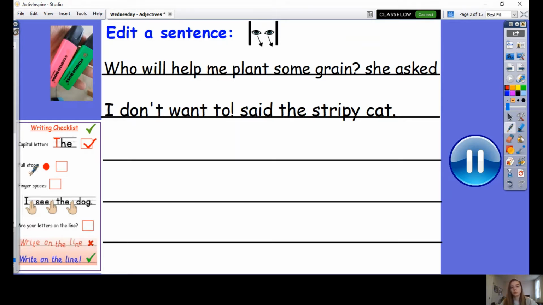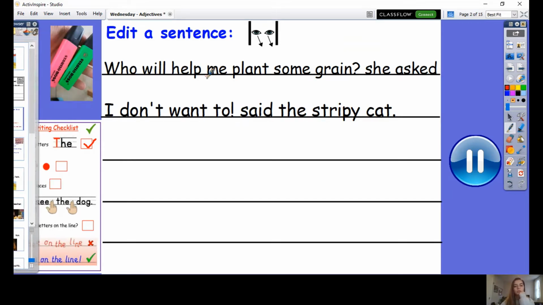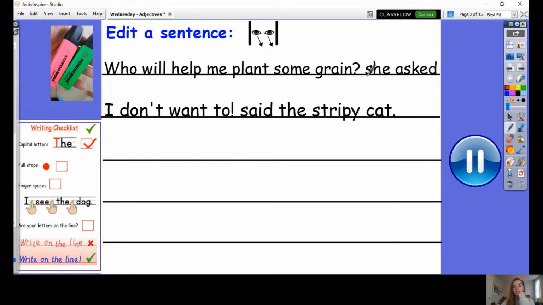Now let's move on to full stops. Where do full stops go? Do they go at the start of your sentence or at the end of your sentence? Well done, they go at the end of your sentence. So let's look at our first sentence. Who will help me plant some grain? She asked. Should my full stop go there? Yes, it should. Well done.